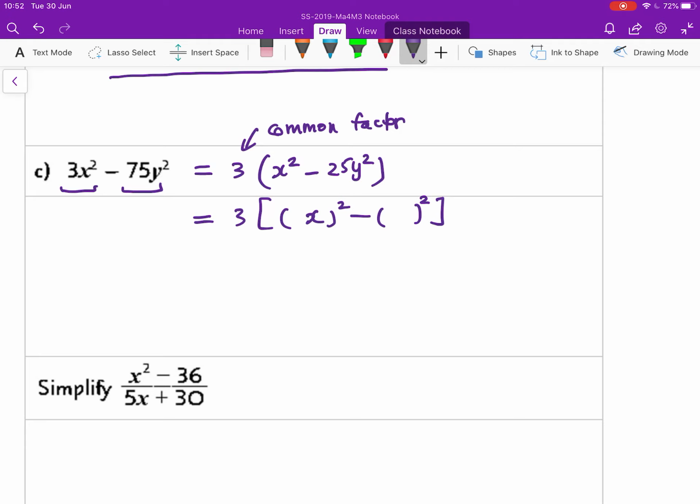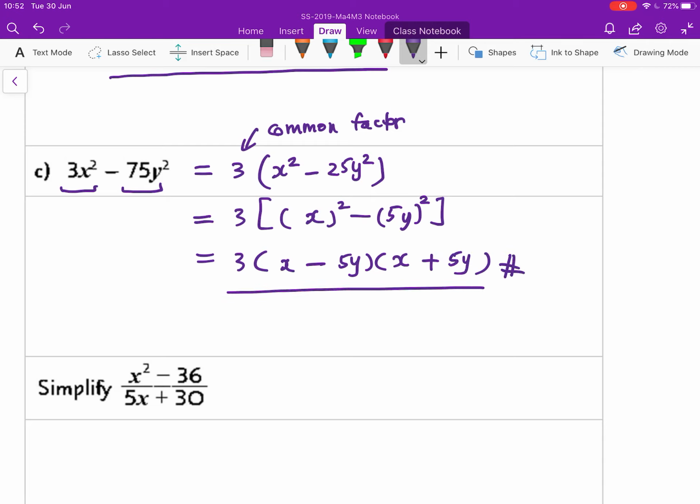What are they? It is x in the first bracket, 25 in the bracket, it will be 5 squared, and then this will be 5y. So you end up with two brackets there. If it's a difference between two squares, one of it is negative, one of it is plus, that will be x and x, that will be 5y and 5y. That is your final answer.